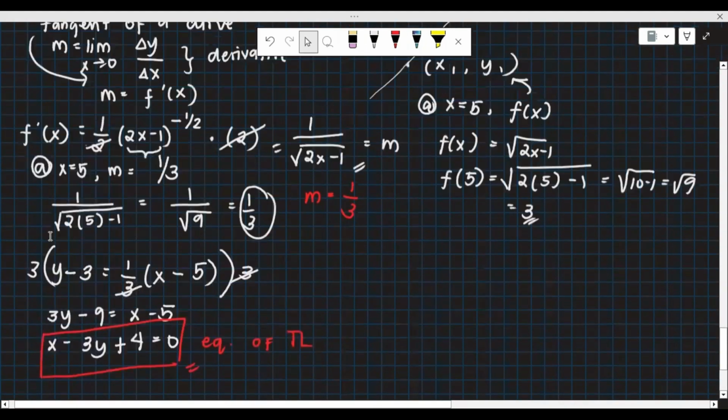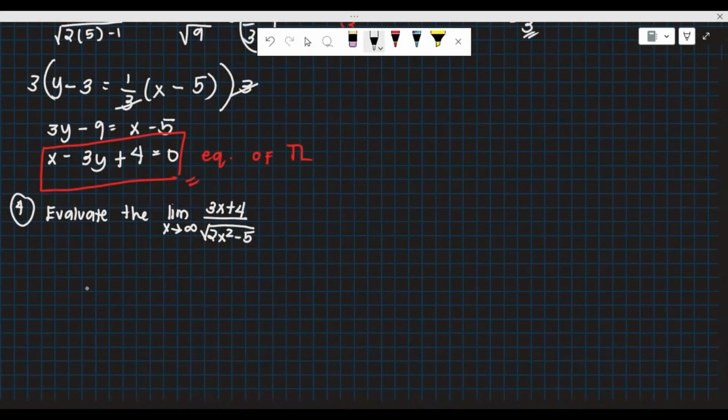So for our next problem, if you remember kanina sa formulas, we tackled limits at infinity.